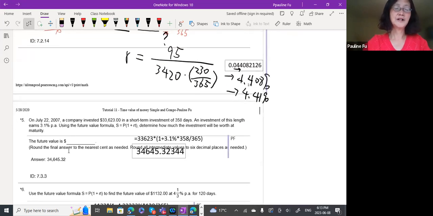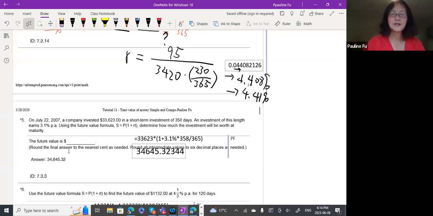On July 22, 2007, a company invested $33,623 in a short-term investment of 358 days. An investment of this length earns 3.1% per annum. Use the future formula. Determine how much the investment will be worth at maturity.